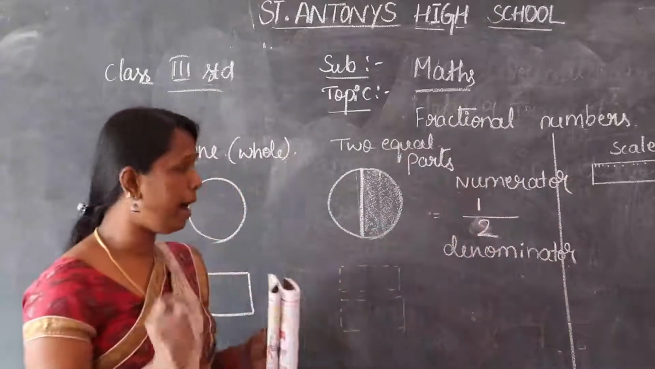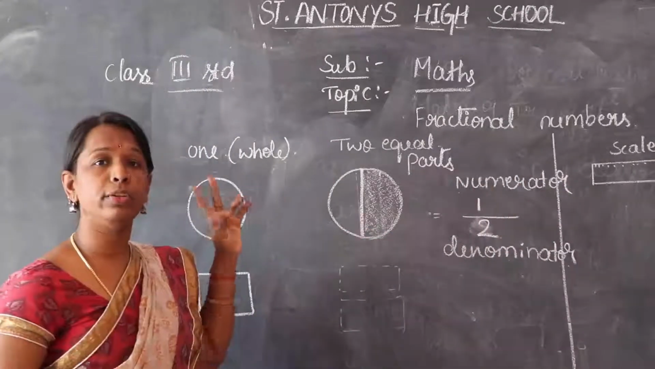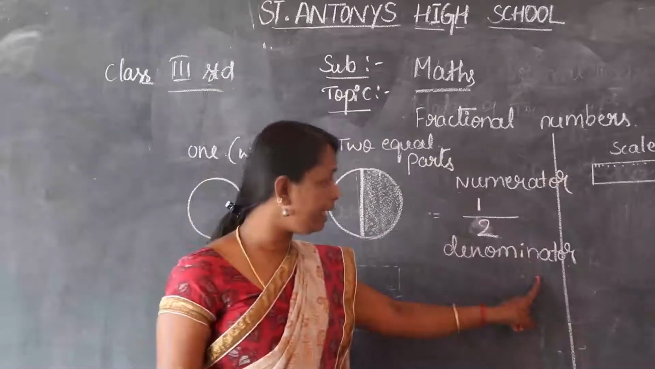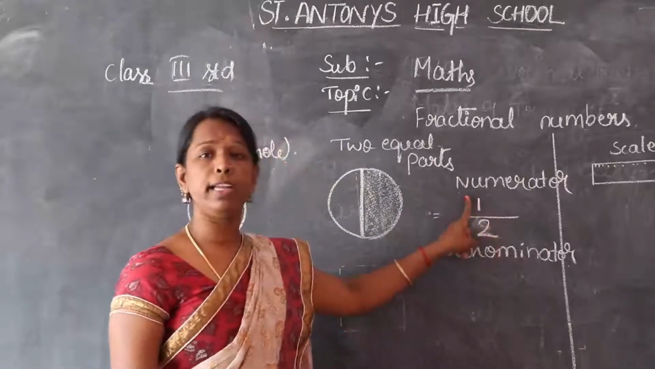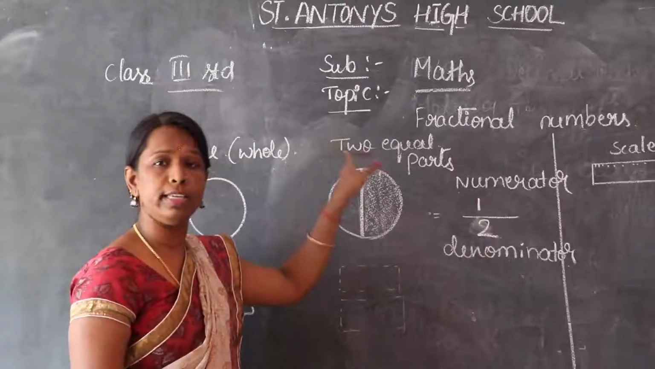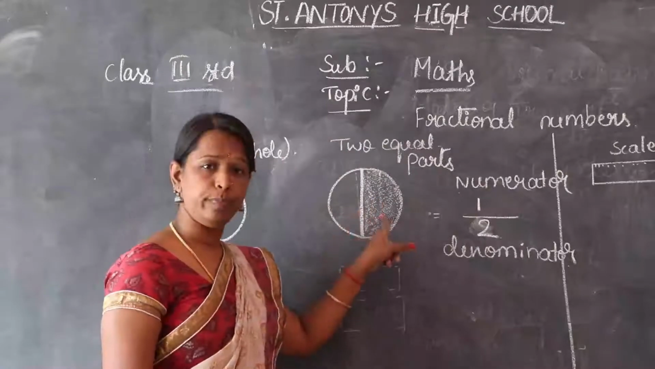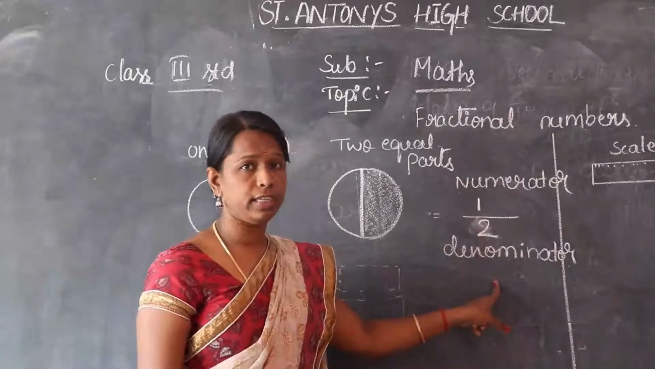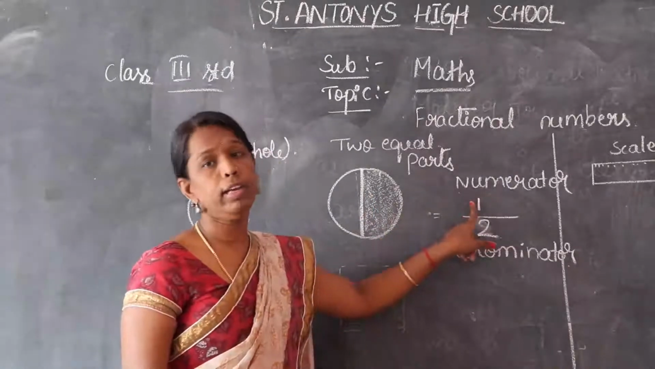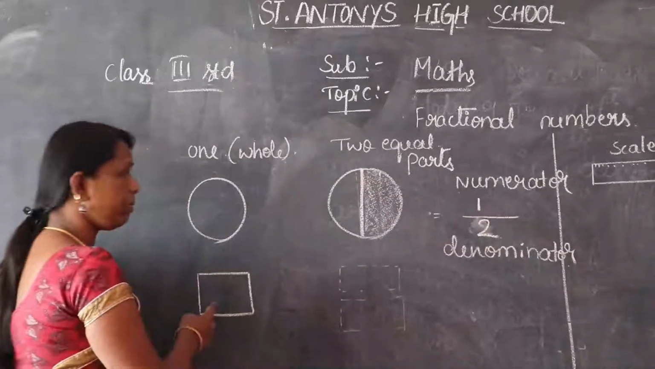A fraction is a part of a whole. It is divided into parts. The total number of parts is called the denominator. The shaded part is called the numerator. Here the total number of parts is 2, 1, 2. That is the denominator. The shaded part is only 1. That is the numerator.